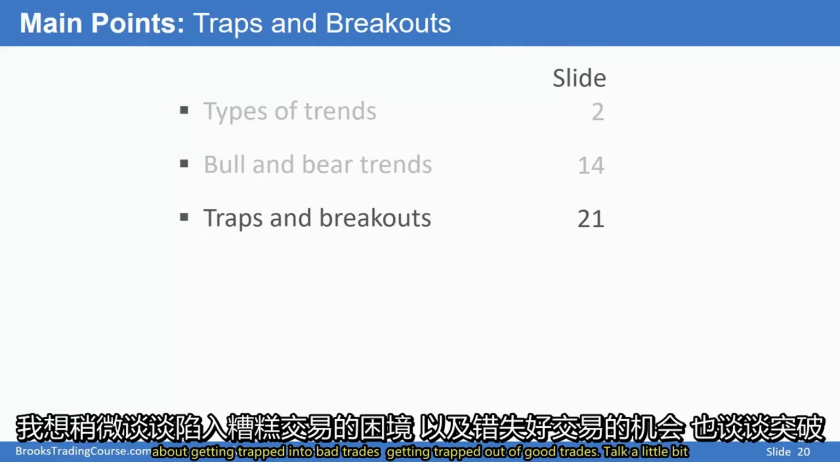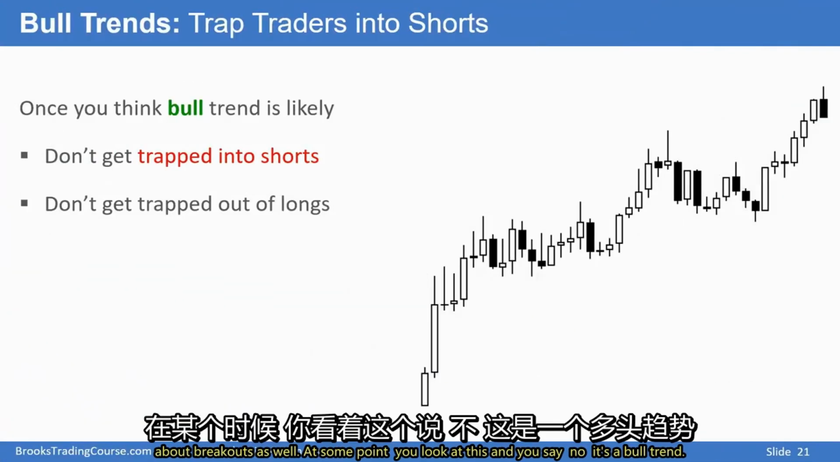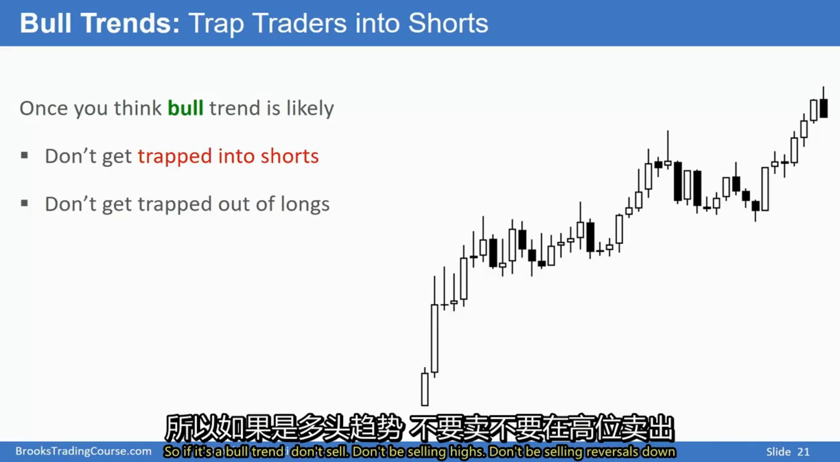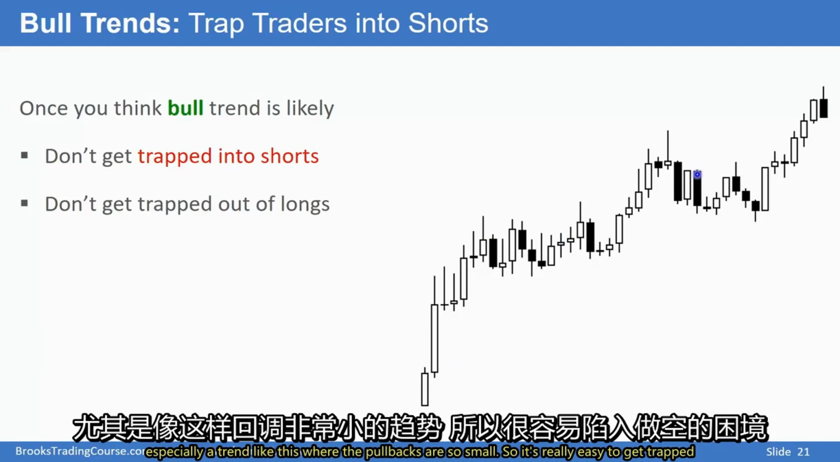I want to talk a little bit about getting trapped into bad trades, getting trapped out of good trades. Talk a little bit about breakouts as well. At some point, you look at this and you say, it's a bull trend, right? So if it's a bull trend, don't sell. Don't be selling highs. Don't be selling reversals down, especially a trend like this where the pullbacks are so small.